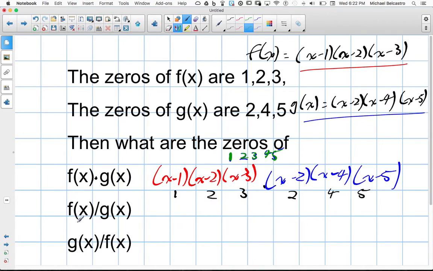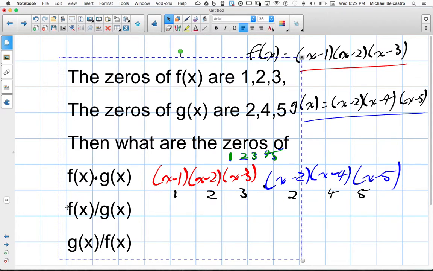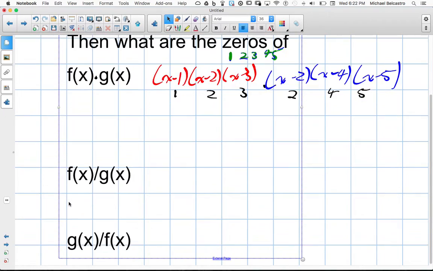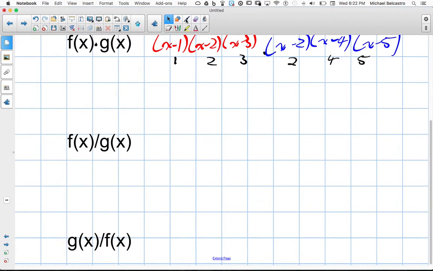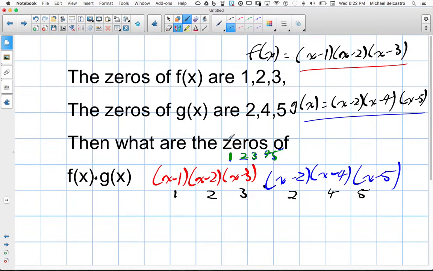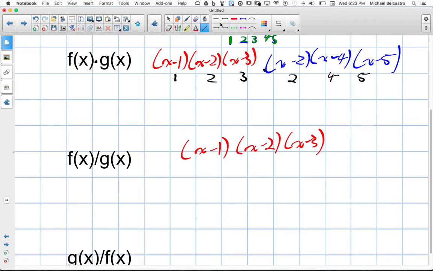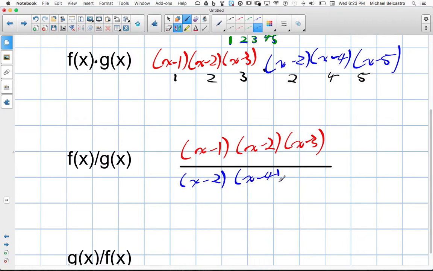Great, that makes sense. How about here? G at x over f at x. You know what I'm going to do? I want to give myself a little space here. Let's go down a bit and then down a bit. Let's give us some room. Oh, see, that would have been nicer before. Okay. F at x was our red function here, so I'm actually going to write it out. X minus 1, x minus 2, x minus 3, divided by our blue function here, which is x minus 2, x minus 4, and x minus 5.